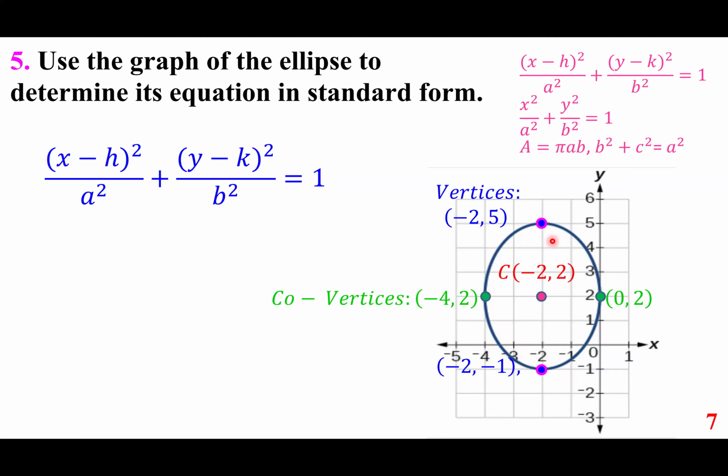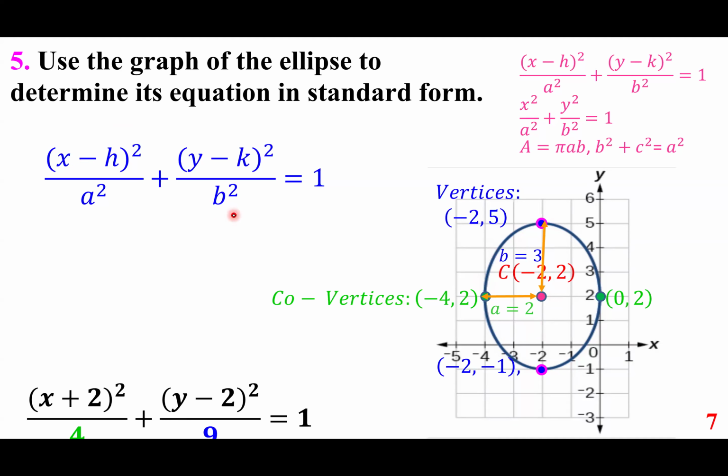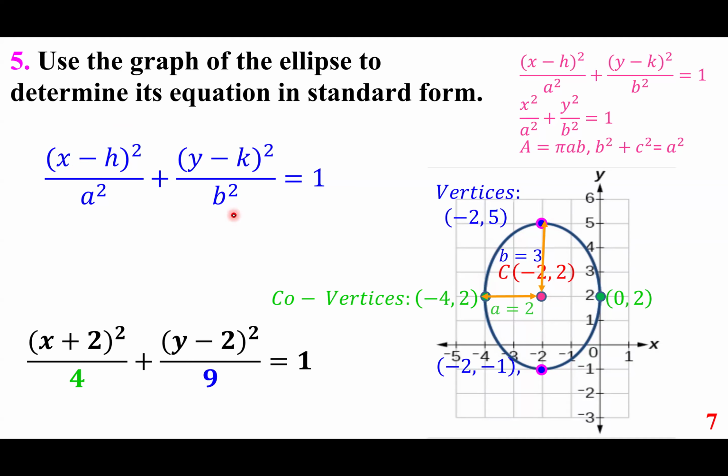Elongated along the y-axis. So this is B, this is A. This distance A is 2. This distance is B, or 3. So A is 2, B is 3. Now we are ready to plug in. X minus minus 2 means X plus 2, quantity squared, over A squared, 4, plus Y minus 2, quantity squared, over B squared, 3 squared, 9. So that's pretty straightforward, everybody.